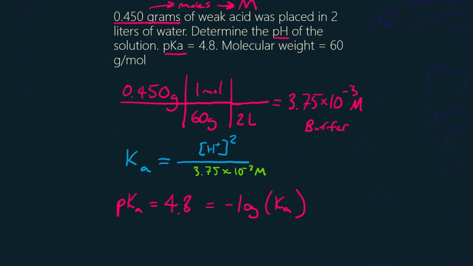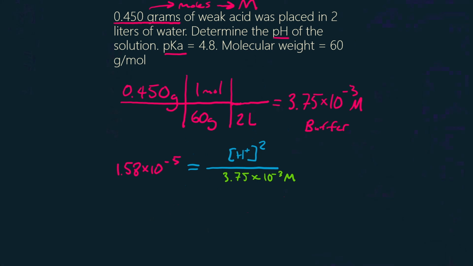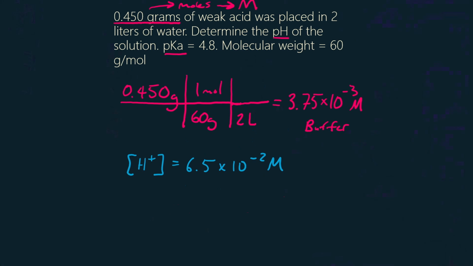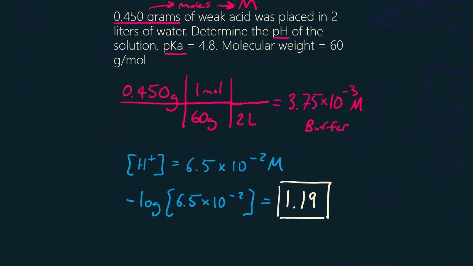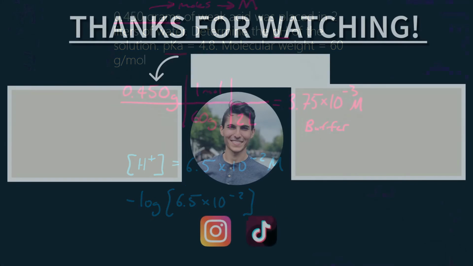So we'll isolate for Ka like we did last problem. Take out the log by the base 10 on both sides, and we get this value for our Ka. So we'll plug this value into the blue equation, and from here we'll solve for H+, which gets us this many molars. Finally, we'll take the negative log of this value to get us our pH. And when we do so, we get the final pH value of 1.19.